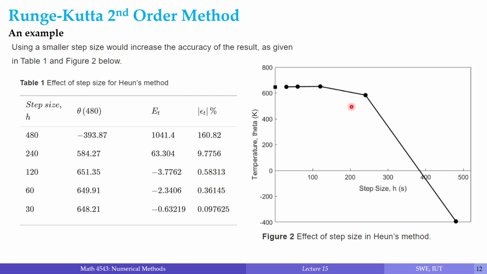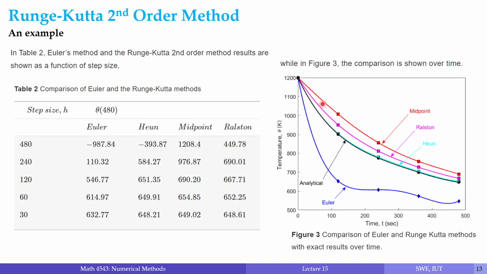Fine. So now that we have discussed this trend over here, let's try to compare the RK2 method with the Euler method. Okay, so if you recall, in our Euler method, we ended up with these sets of values, right? For 480, we had minus 987.84.